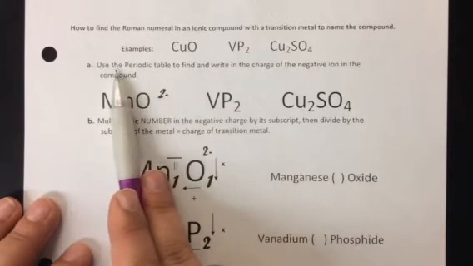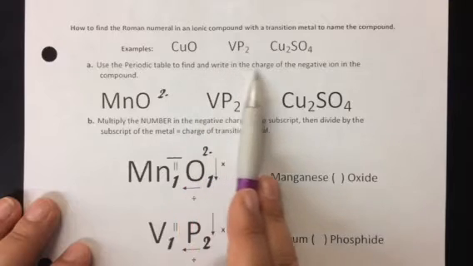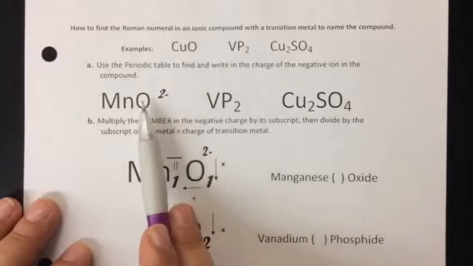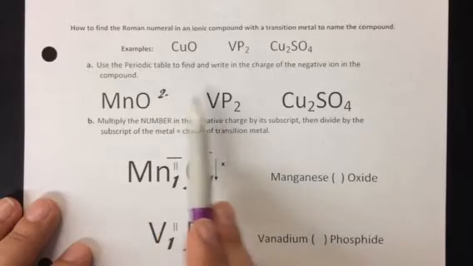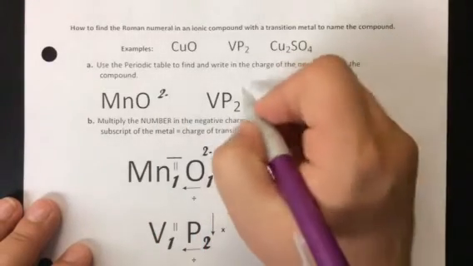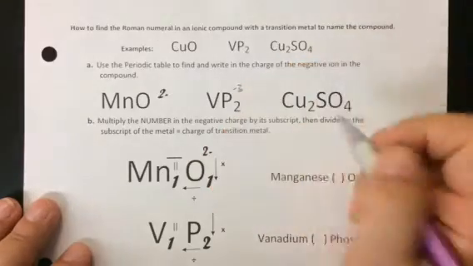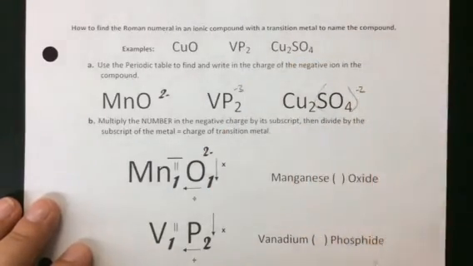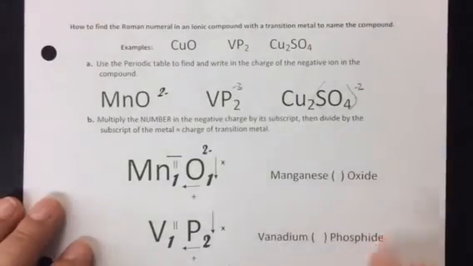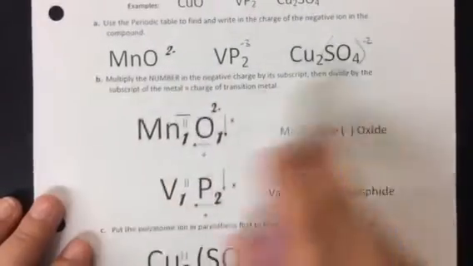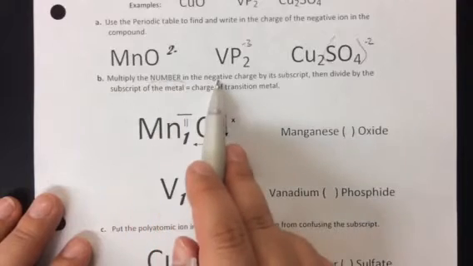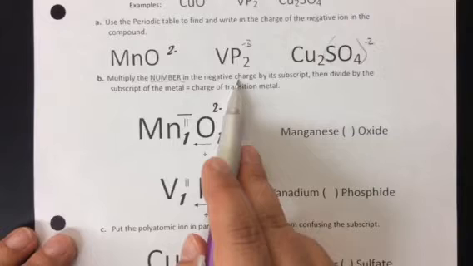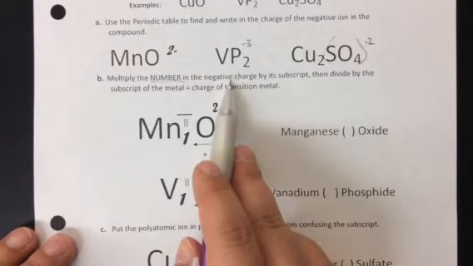So the first thing you're going to do is use the periodic table to find and write the charge of the negative ion in the compound. So oxide has a -2 charge. If you look at your periodic table, phosphide has a -3 charge, and this whole unit of sulfate you should have memorized by now has a -2 charge. So once you have the charges, you will multiply the number in the negative charge. Remember, not the whole number with the sign, just the number part.